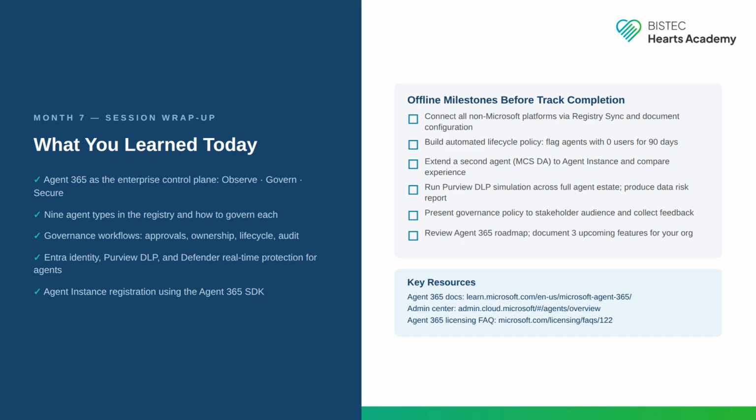Present your governance policy to a stakeholder audience and collect structured feedback. And review the Agent 365 product roadmap to identify 3 upcoming features relevant to your organization's governance program. These milestones are not just exercises. They are the difference between understanding Agent 365 in a development tenant and operating it confidently in production.